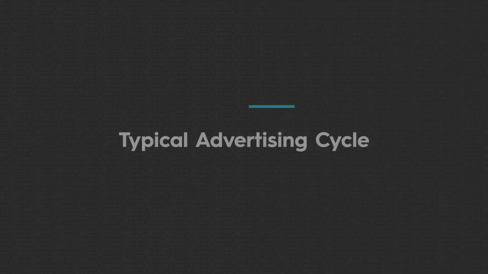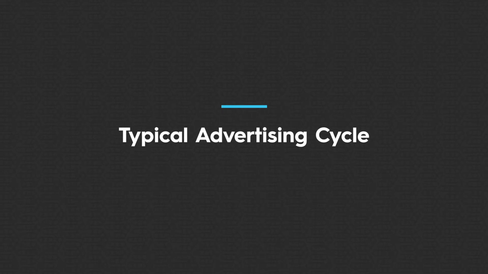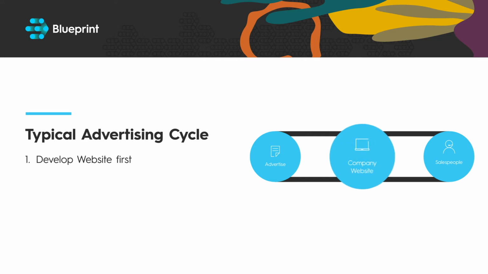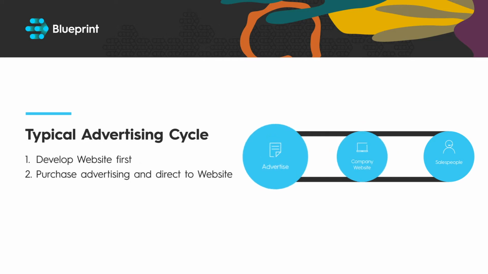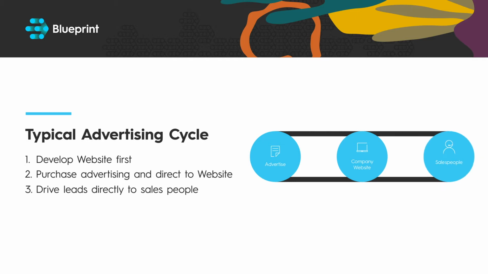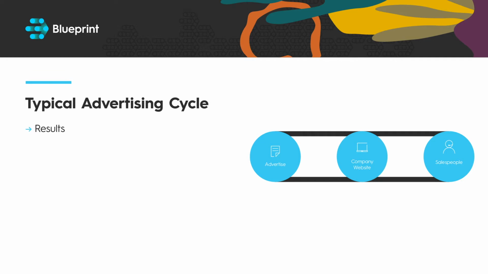Let's start by looking at the typical advertising cycle. Normally, when we see a campaign, we notice that businesses develop a website first, then they purchase advertising and direct the advertising to their website. Then, they take the leads and give them to salespeople and have the salespeople call on the leads. The problem with this approach is you actually have less leads that are generated.